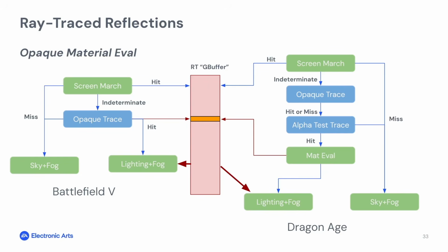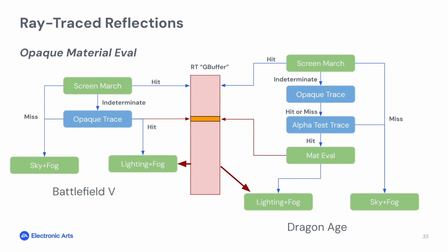As a small optimization, if we detect a hit in the opaque trace, then we can shorten the ray for the alpha test trace. Then we do material evaluation using compute shaders with indirect dispatch. This will produce material information that gets packed into a similar format that our screen space gbuffer layout would use. Check out the bonus slides at the end of this presentation for a little more detail on how this works.